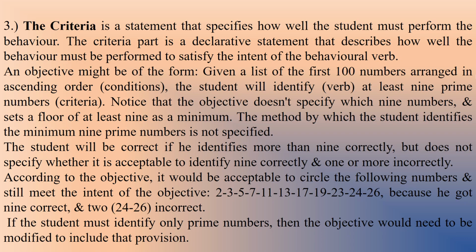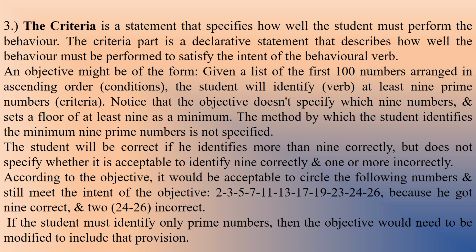The criteria. The criteria is a statement that specifies how well the student must perform the behavior. The criteria part of a learning objective is a declarative statement that describes how well the behavior must be performed to satisfy the intent of the behavioral verb. For example, an objective might be of the form: given a list of the first 100 numbers arranged in ascending order (condition), the student will identify (verb) at least 9 prime numbers (criteria).